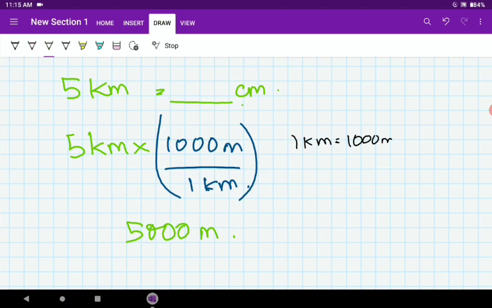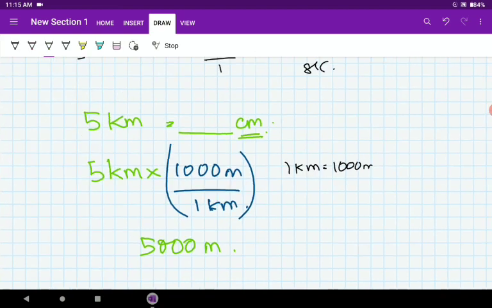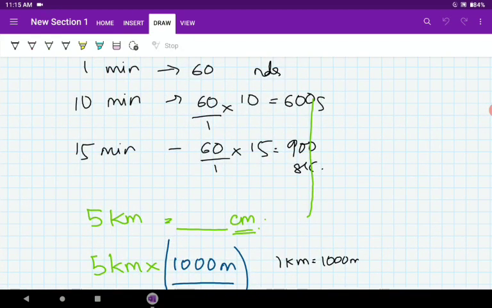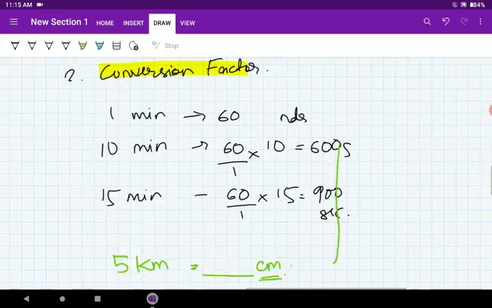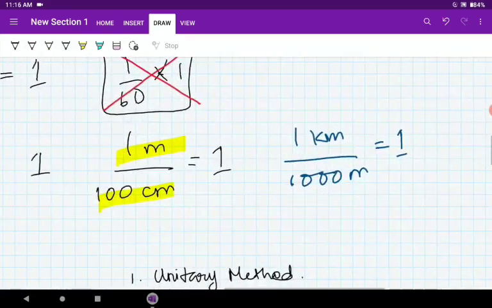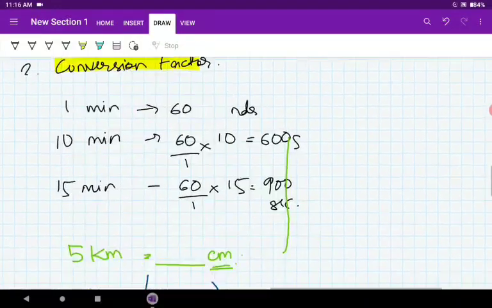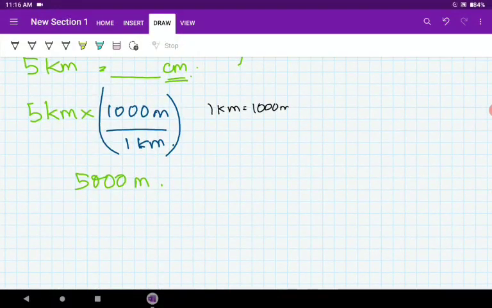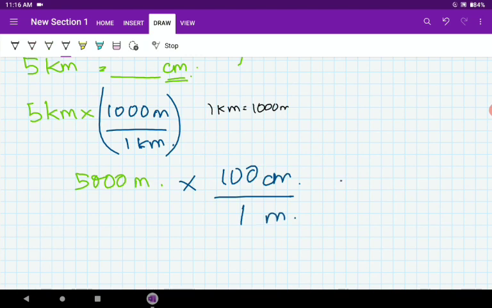Now again you have to convert meter to centimeter because the answer is asked in centimeter. So what is the conversion for centimeter? You are very well aware here. We have written it here that 1 meter and 100 centimeter is the same. So 5000 meter into 100 centimeter divided by 1 meter. So what does it come to? 5000, then again 2 zeros, centimeter.